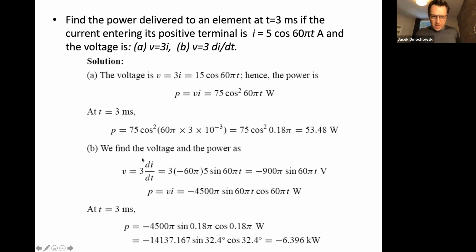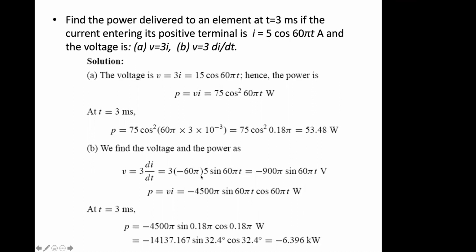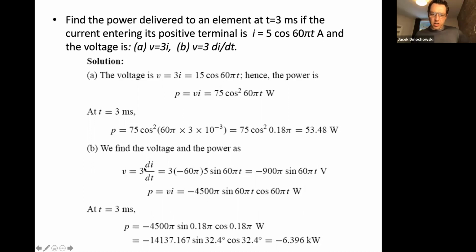Okay, so part B is very similar, except that the formula for the voltage is now 3 times the derivative of the current. So what we have to do here is take the derivative of the current, right? So what's the derivative of a cosine function? Negative sine. That's right, negative sine.